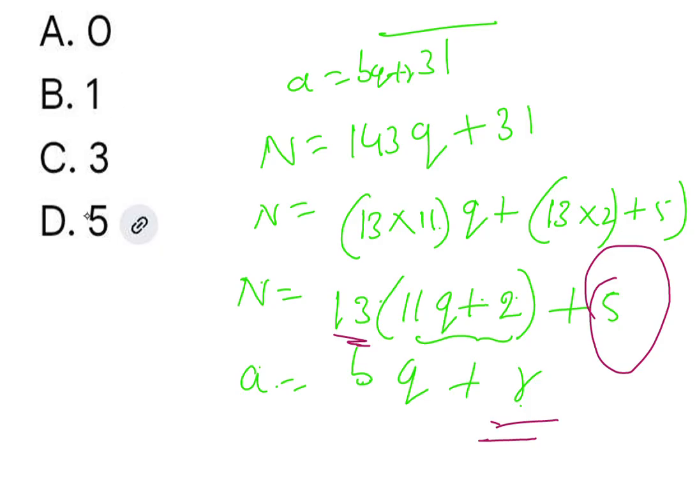So here in the given options, the 5 is in D. So option D is the correct answer. It is very simple, but you should understand the question, write the division algorithm formula, simplify and get the answer. Okay, for these kind of questions. So we'll go for the next one.